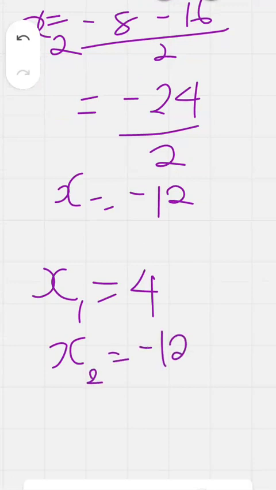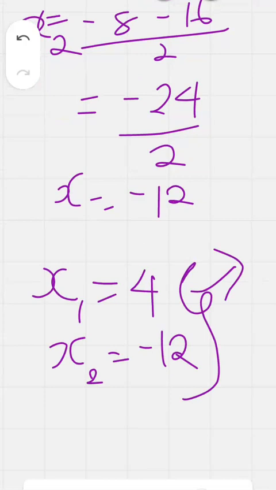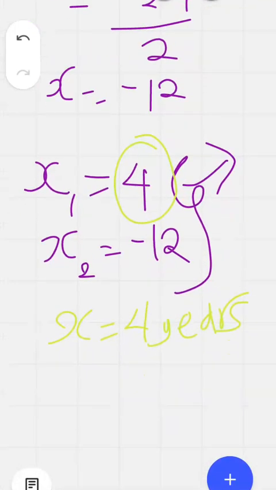Now we are dealing with ages, which means the value of x will be positive. We choose the positive one because we are dealing with ages, which is 4. So in the next 4 years, the sum of the square of their ages will be 130. We can prove it.